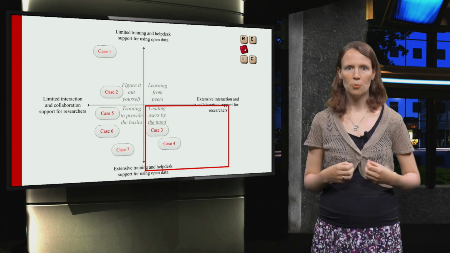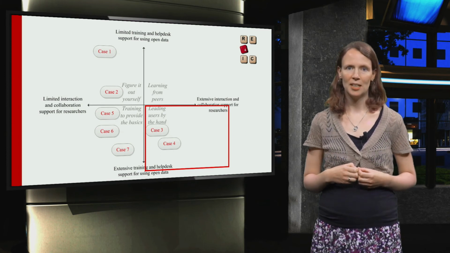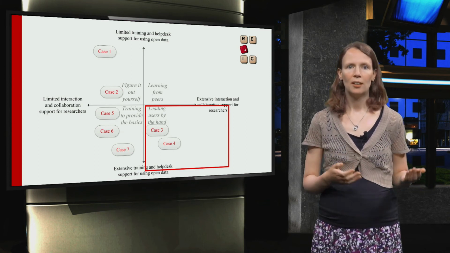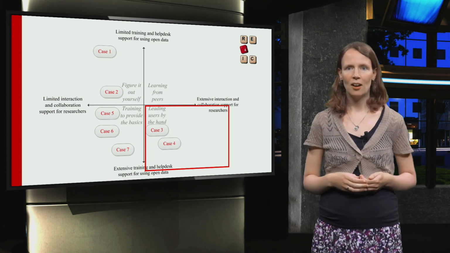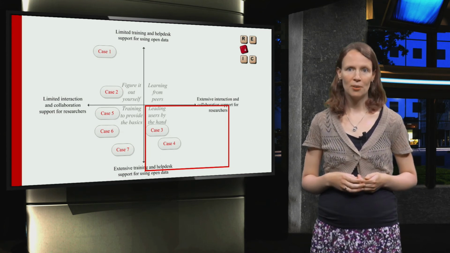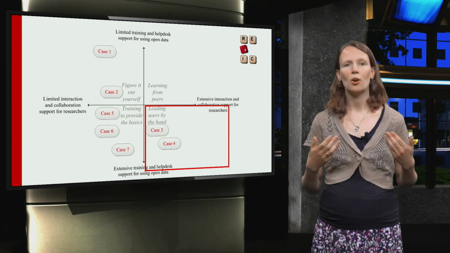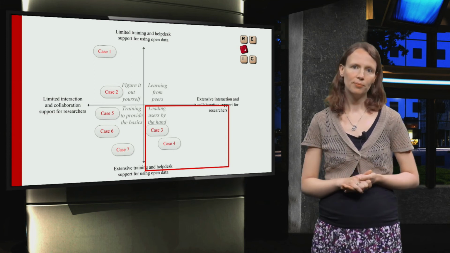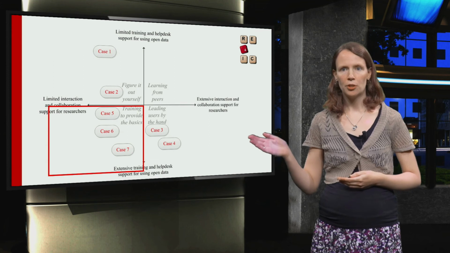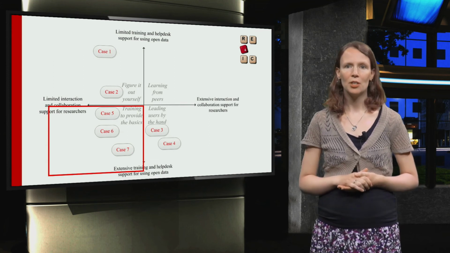In this model, less support from the researcher's own network is needed compared to the other models. Instead, data users can ask other researchers for support through the VRE, or they can get support through the offered training program. The third model concerns training to provide the basics, which we found for cases 5, 6, and 7.